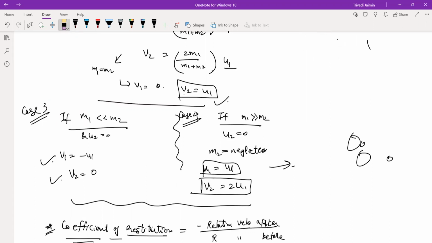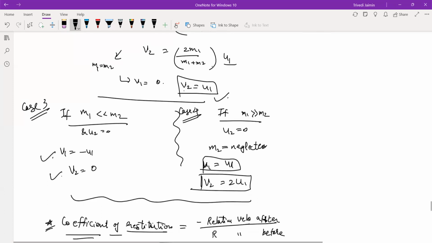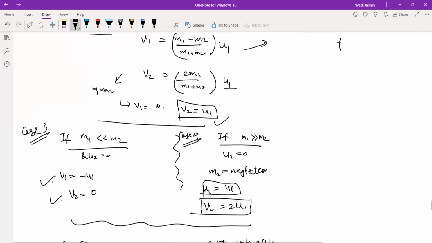The bigger the mass, the less the velocity here, because it strikes and moves back. What I'm trying to say is, if the opposite ball's mass is bigger and this ball comes and strikes, nothing will happen to it, or it might move back. Clear? So no doubt in all four cases.